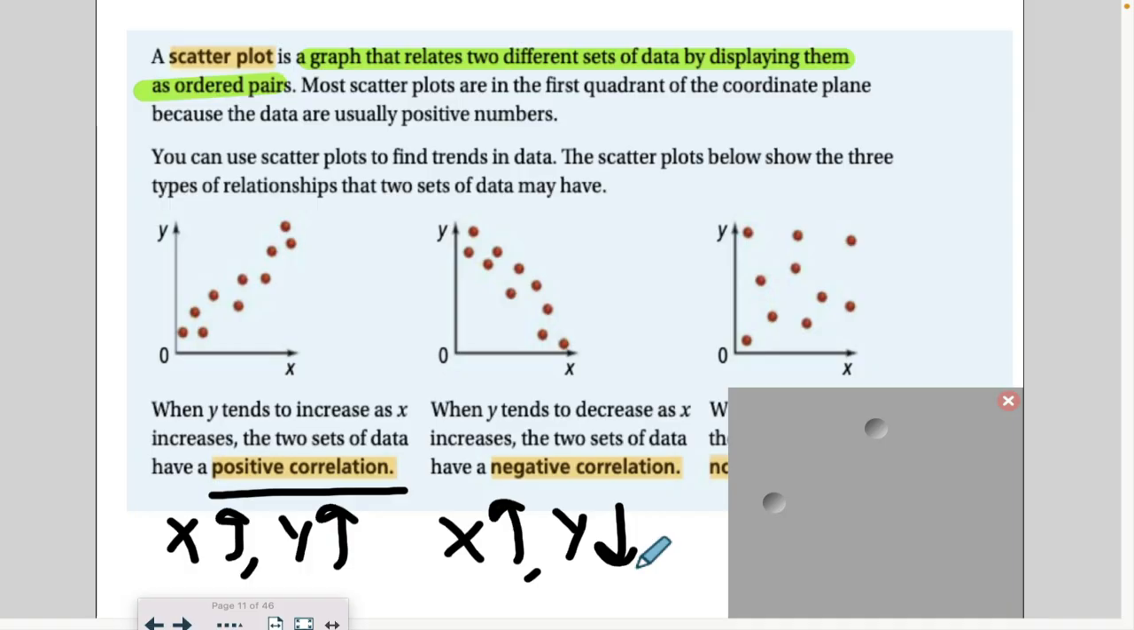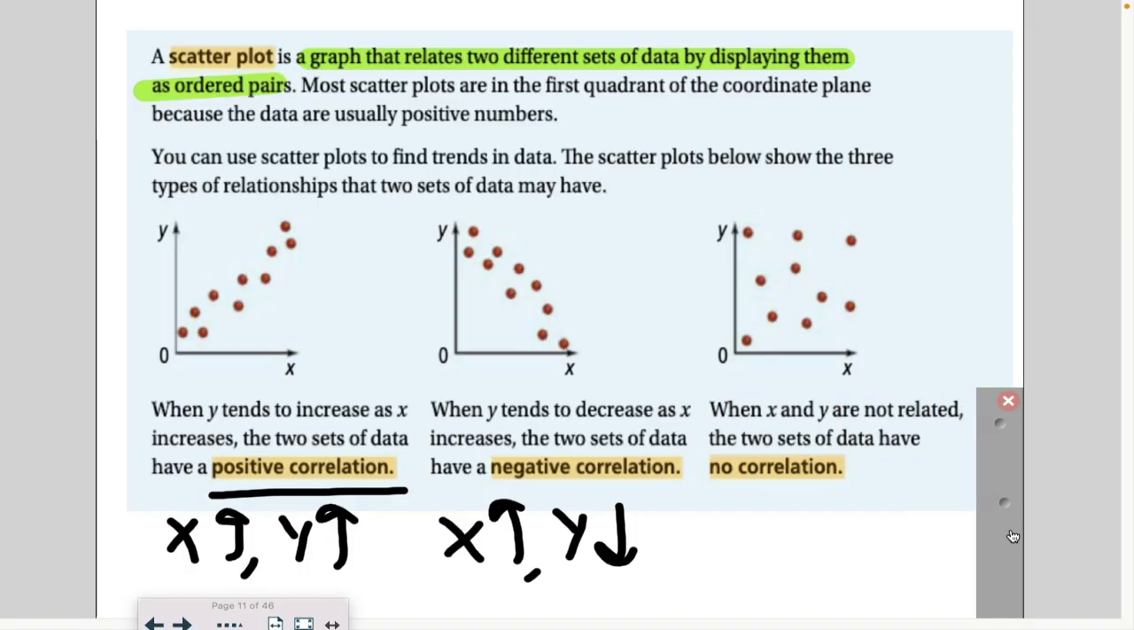Random? Somebody else said it. No correlation. No relationship between X and Y. It is random. We can't say random, although we could think of it that way. Okay, but it is no correlation.